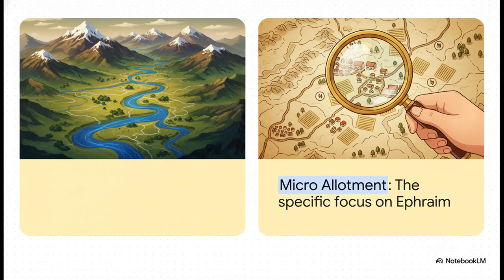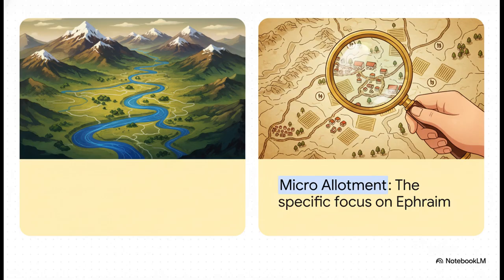And listen, drawing these micro borders wasn't just administrative paperwork. This was a matter of life and death. Your family's entire survival depended on knowing exactly where your farmlands, your defensible hills, and your critical water sources began and ended. Manasseh gets their detailed borders later in chapter 17, but here in chapter 16, Ephraim gets the spotlight.